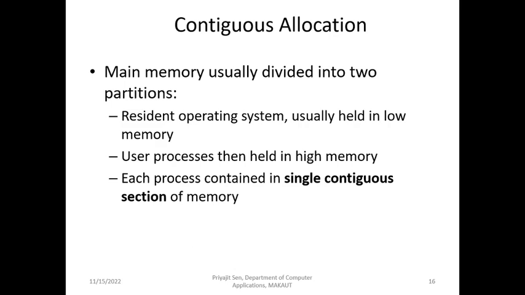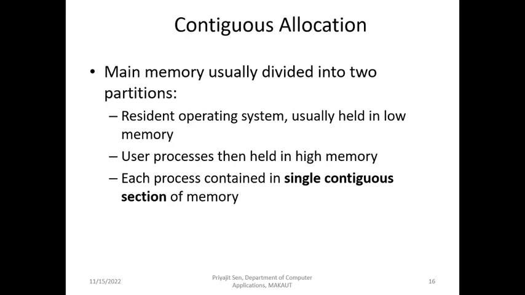About contiguous allocation, we can see that the main memory has two partitions. One is the resident operating system, which is usually held in the low memory location. In the main memory, the first priority is for the operating system, because the operating system is the first process loaded into main memory to start the computer, and it is kept in low memory. Low memory means low address memory.